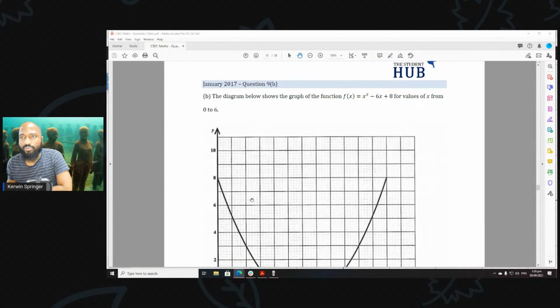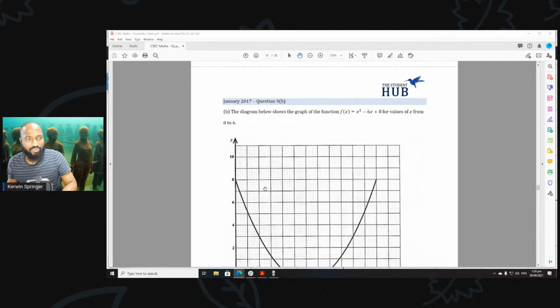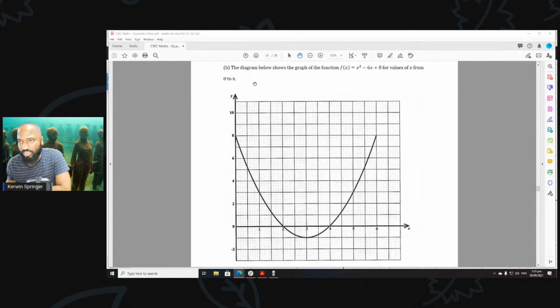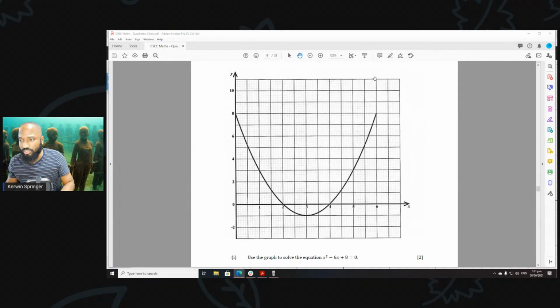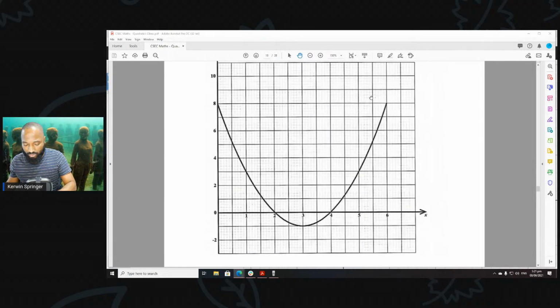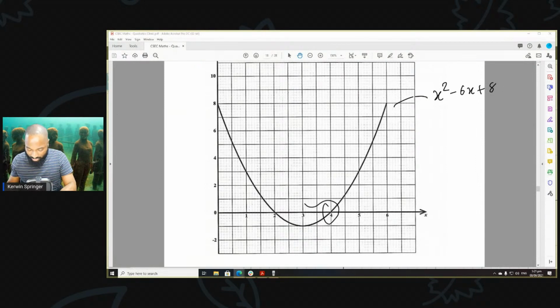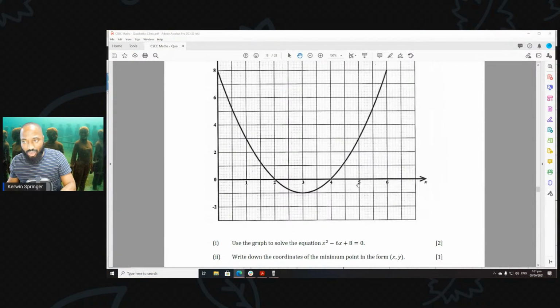Next, let me do this. A lot of graphs, so you must understand your quadratic graphs. The diagram below shows the graph of the function x squared minus 6x plus 8 for values of x from 0 to 6. So this is the graph, and they want us to solve immediately when it's equal to 0. That's 2 and 4. You see that, right? Use the graph to solve the equation. That's 2 and 4, the roots. When they put the whole thing equal to 0, the x values are the roots. 2 and 4. 3 marks.